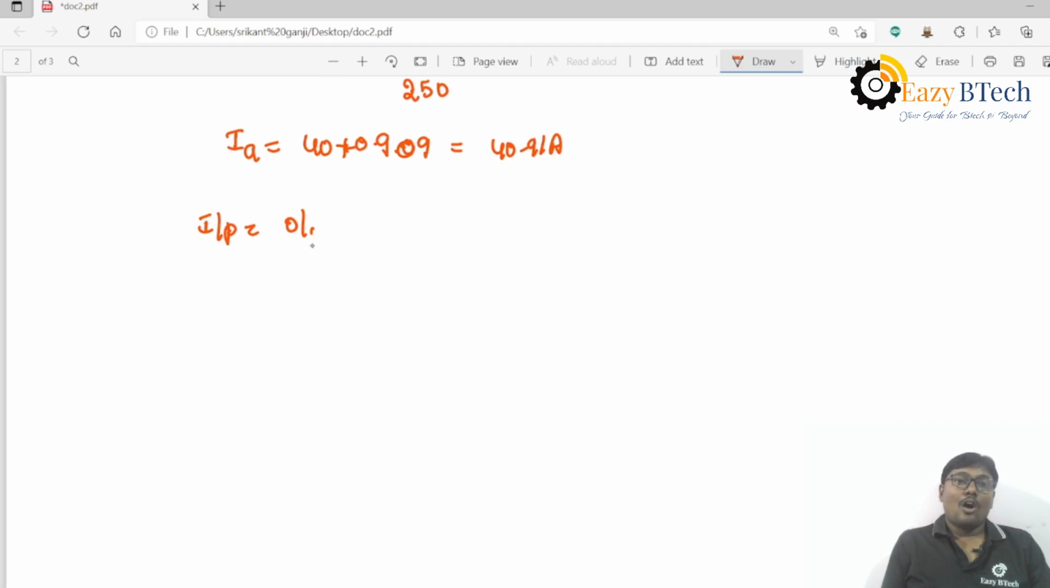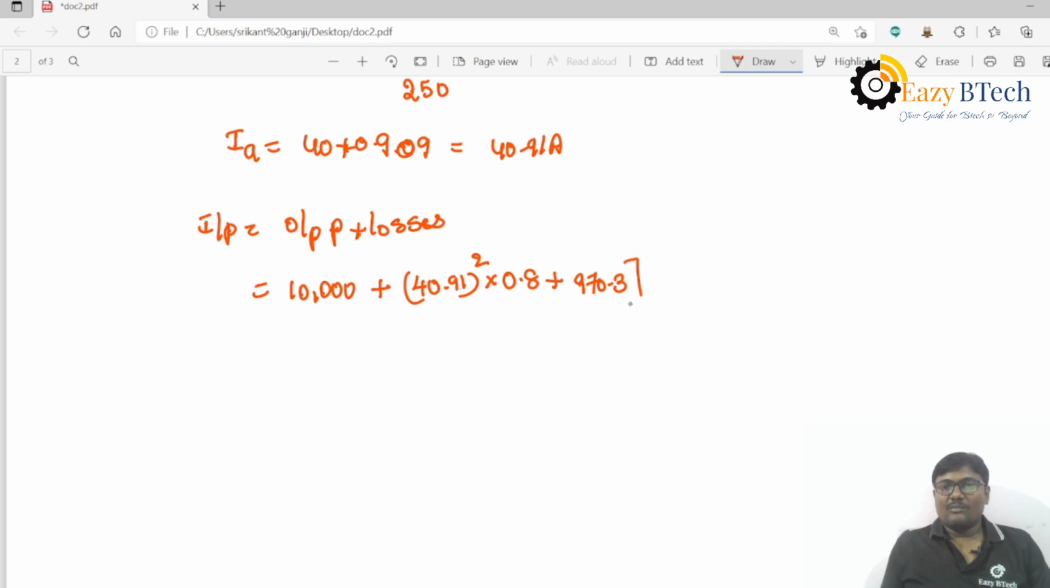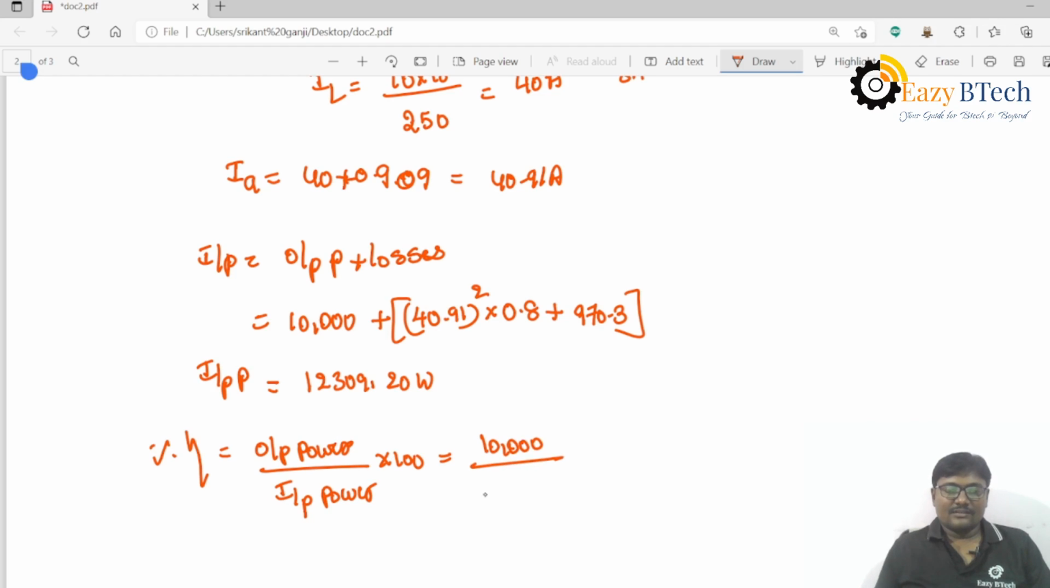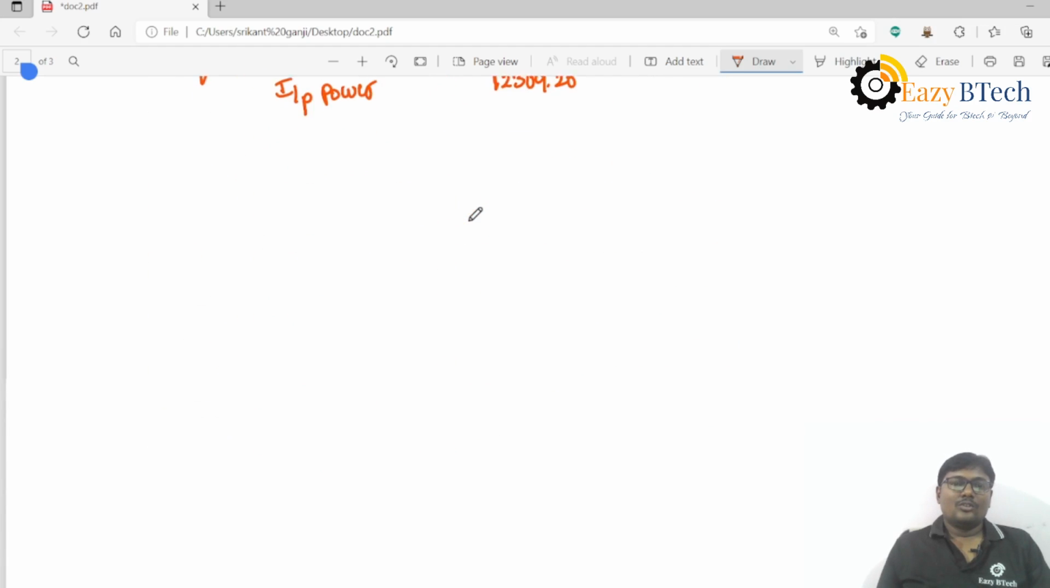Then input is equal to output power plus losses. The output power is 10,000 plus losses, which is 40.91 squared into RA of 0.8, plus the constant losses. What are the constant losses? Yes, it is constant, 970.3. Then I got the input power as 12309.20 watts. Then the percentage efficiency is output power divided by input power into 100. So 10,000 divided by 12309.20 into 100 is equal to 81.24%.